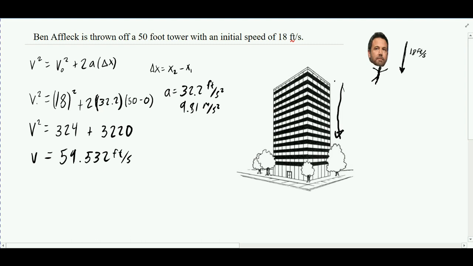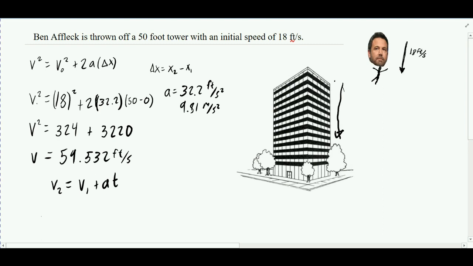Now we're solving for time for the second one. We want to know how long it takes him to hit the ground. Remember, this is how fast he's traveling when he hits the ground. So we're going to need another one of the kinematic formulas. Current velocity equals initial velocity plus acceleration times time. Boom. All right.